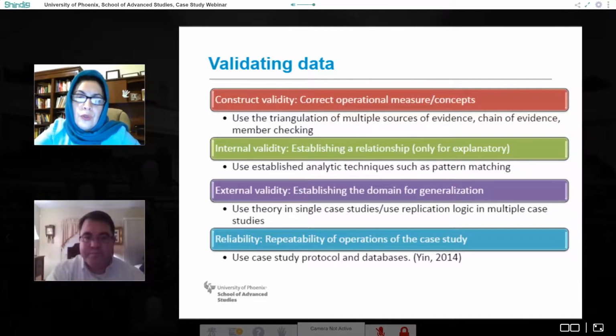And if you don't follow the guidelines, obviously people cannot verify the reliability of your procedure. So make sure that when you are doing the case study, you're using the case study protocol. And also use databases, as earlier we mentioned, for managing your data and coding your data.